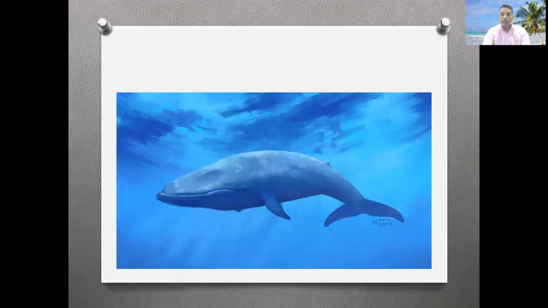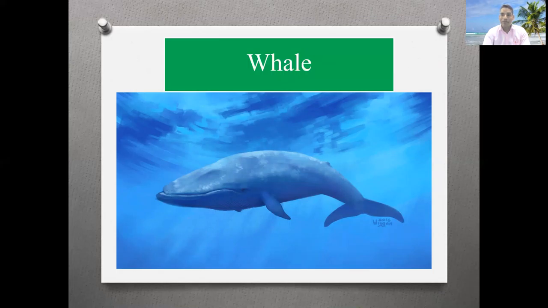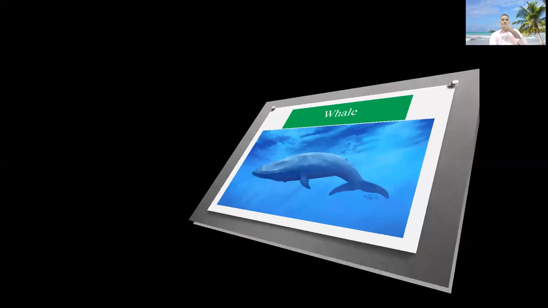What picture is this? Do you know? What animal is this? It lives in the sea. Yes, very good. This is a very big animal in the water, in the sea. This is the whale. And this animal is also dangerous because it is very big. Its mouth is very big also.